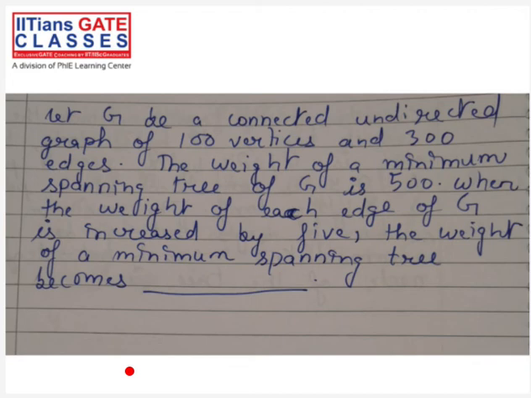Yeah. So basically, if you increase the weight of all edges of a graph by the same quantity, your minimum spanning tree will not get affected, but the weight of the minimum spanning tree will get affected. Okay, weight will increase, of course. Okay, so what I can say is, in this question, same MST will be there even after the change in weight.